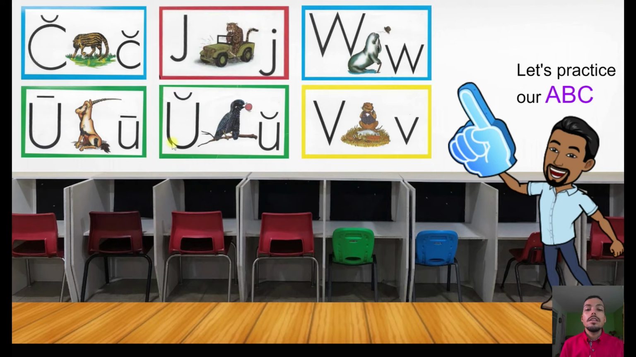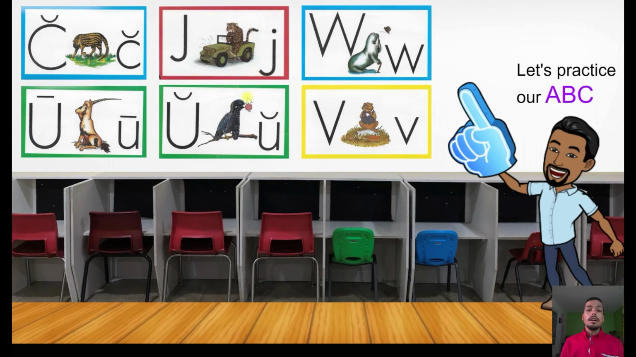Unicorn has a letter that sounds U. So when you see the letter U with the line on top, it's going to sound U. Very good. Okay, the next friend here, its name is Umbrella Bird.